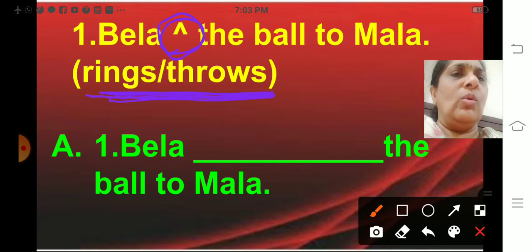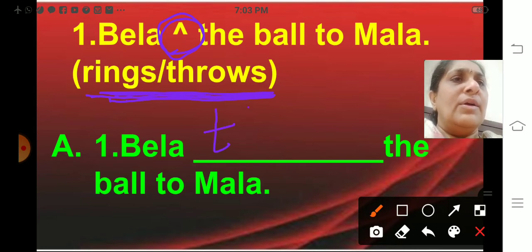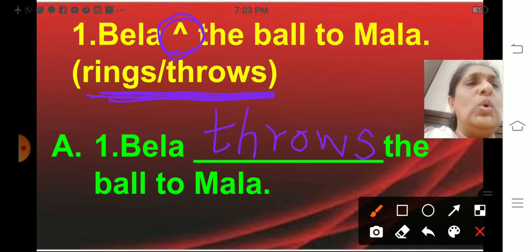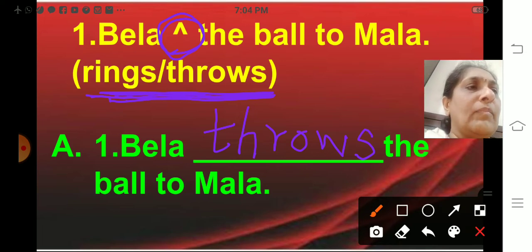Okay. So Bela dash the ball to Mala. Rings or throws? So which will be the correct word? Bela throws. Bela throws the ball to Mala.